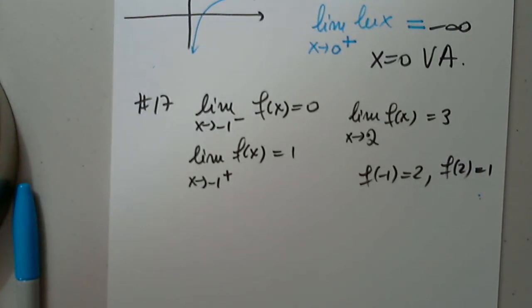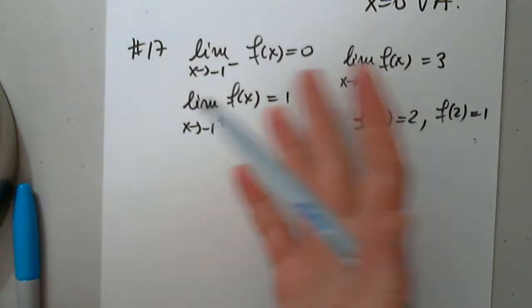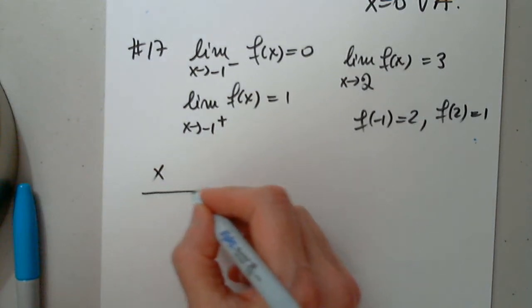Always check what I copy. I have no excuse, but I have these devices in front of me. So -1 from the left, -1 from the right. I think I copied that correctly. 2, 3. Yes, yes. Okay. So they want us to graph a function that fulfills the given conditions.